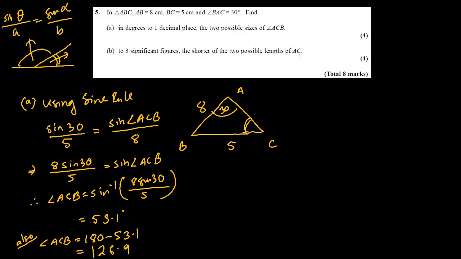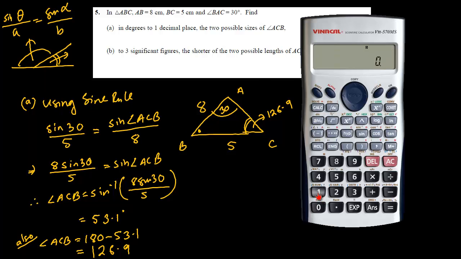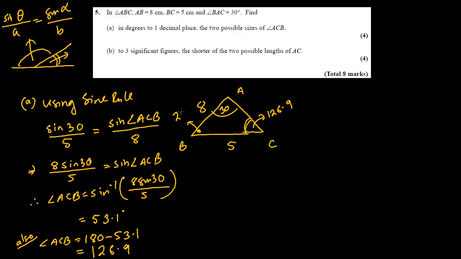Now question B, they're saying you have to find the shorter of the two possible lengths. Remember that if you want to find the length AC, it has to be proportional to the angle opposite it. Now if this angle is 126.9, then using the angles of a triangle, we subtract from 180 degrees: 180 minus 30 minus 126.9. So this angle turns out to be 23.1.